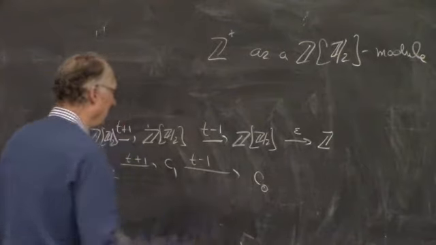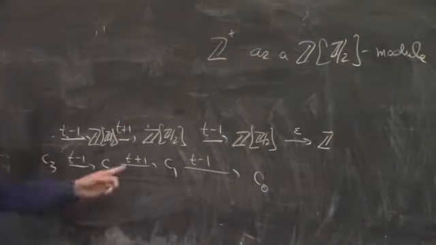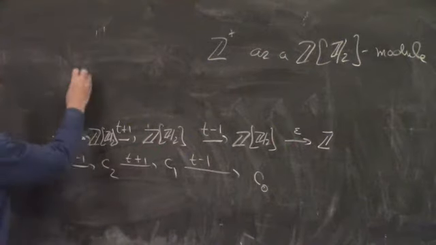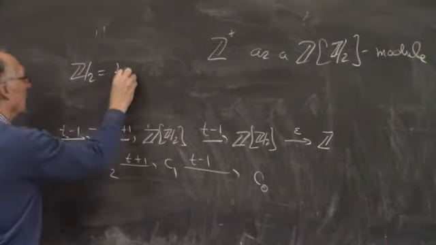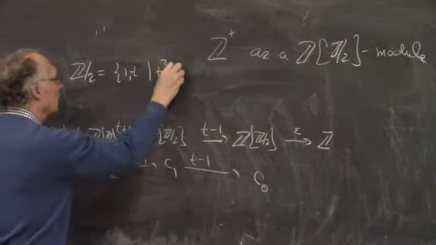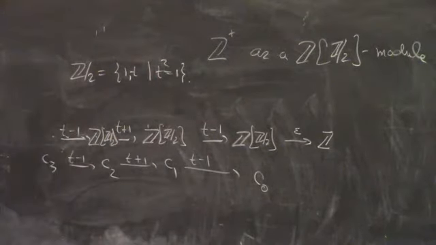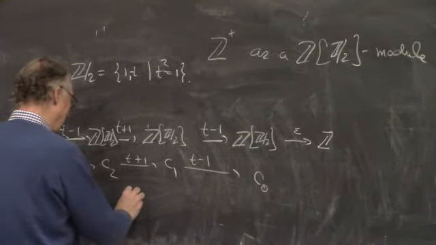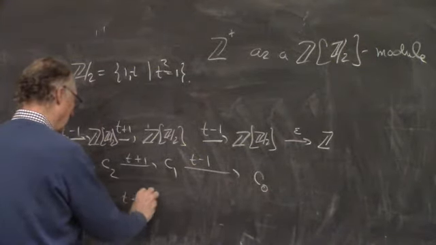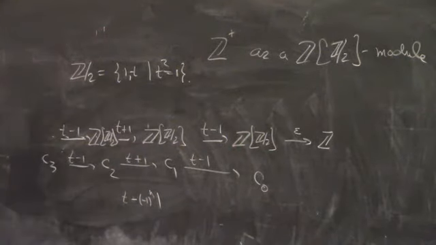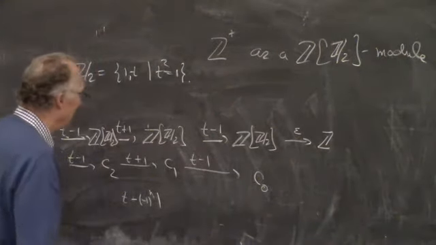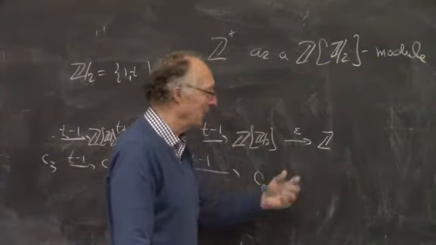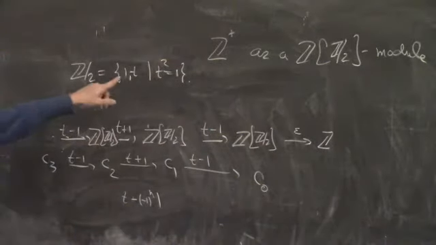What is T? T is the generator of Z2. So Z2 is {1, t}, with t squared equal to 1. So I might write this, starting in degree n, as t minus 1 to the n, to make it look like the formulas we have right here. So this is the standard free resolution of Z as a Z[Z2] module.